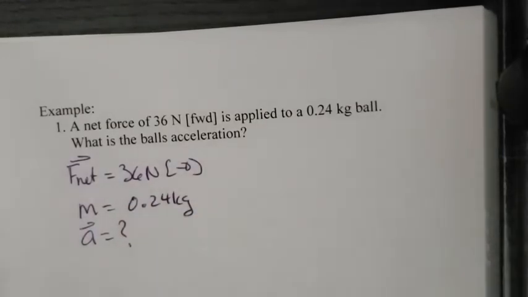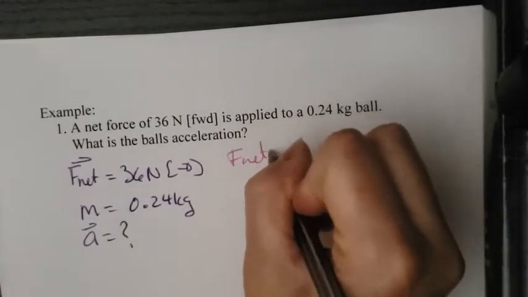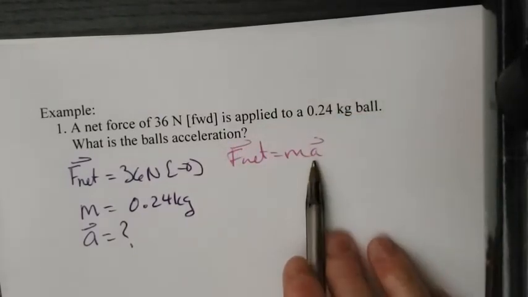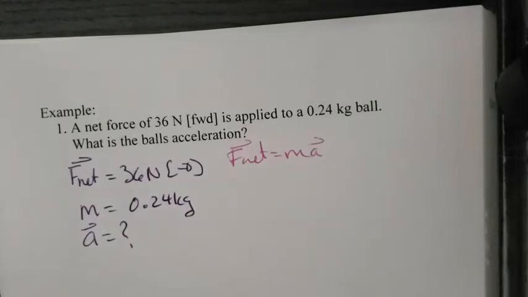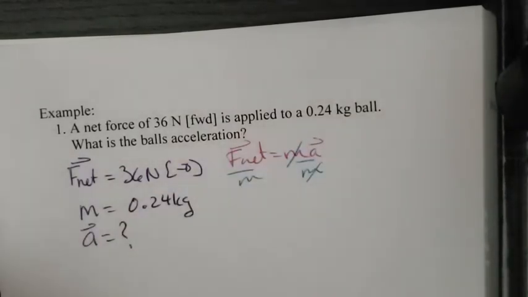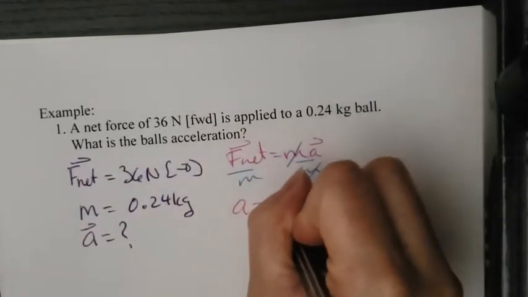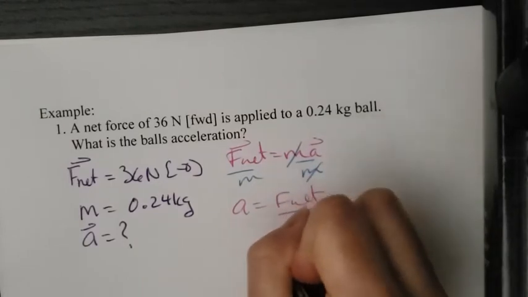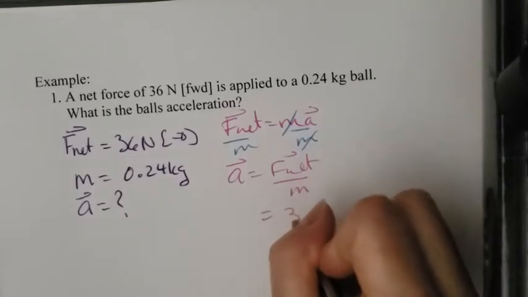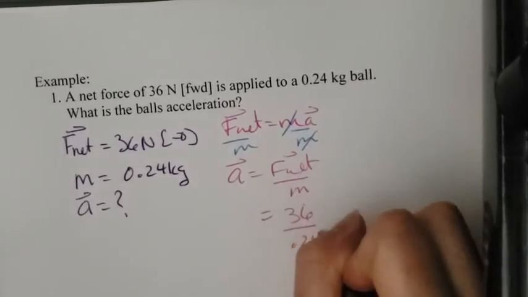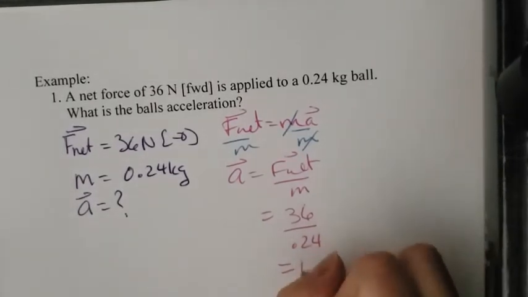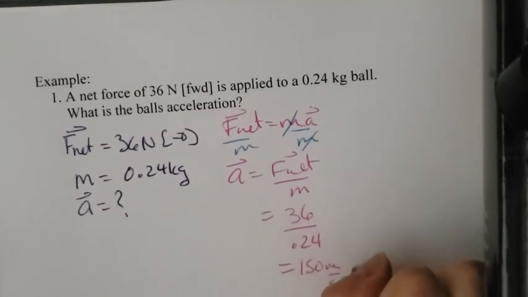So our formula for force is simply F net is equal to ma. To get a all alone, we have to divide both sides by m. Divide by m, divide by m, m's cancel, and we're left with a is equal to F net divided by m. And then all you do is you plug in what we know. So we know the F net is 36, m is 0.24, and when you put that into your calculator, you end up with 150 meters per second squared forward.